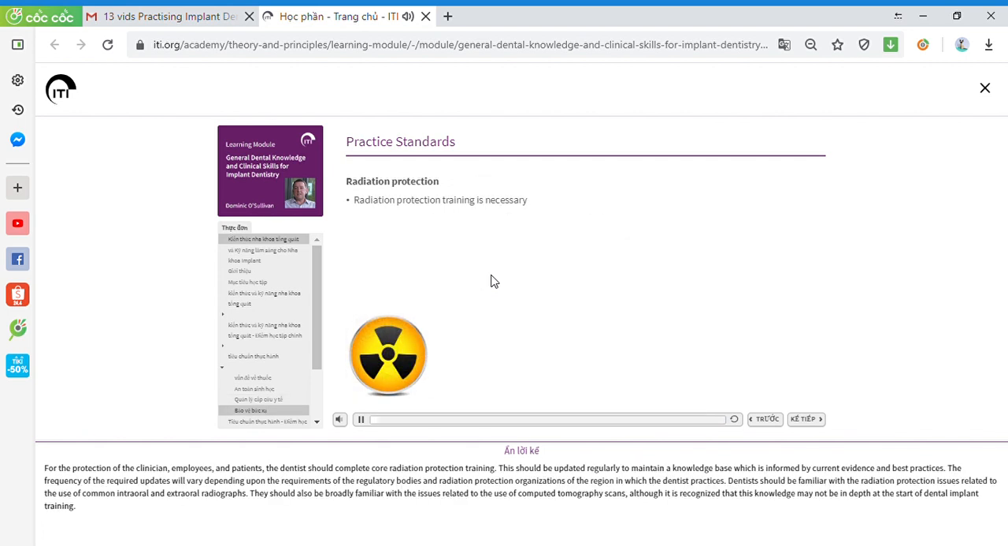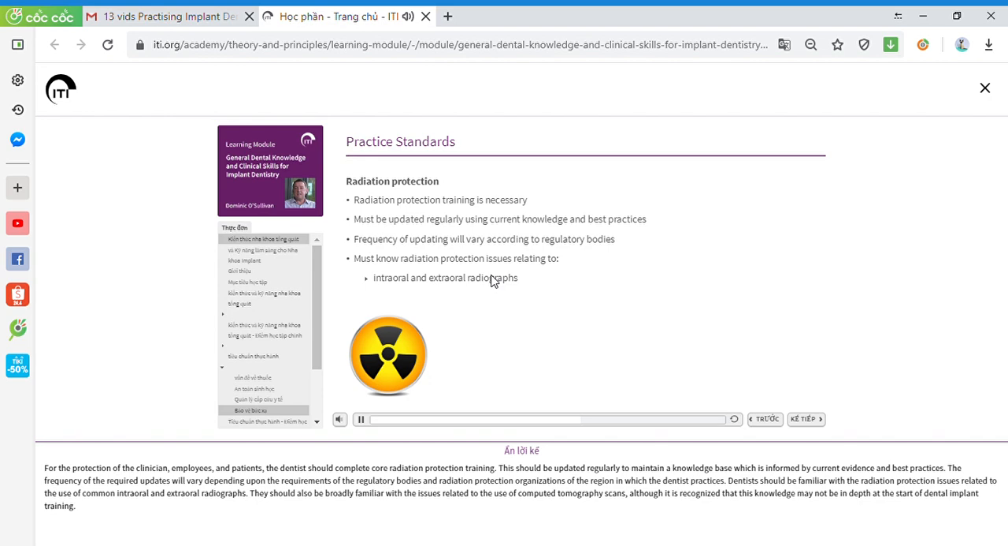For the protection of the clinician, employees, and patients, the dentist should complete core radiation protection training. This should be updated regularly to maintain a knowledge base which is informed by current evidence and best practices. The frequency of the required updates will vary depending upon the requirements of the regulatory bodies and radiation protection organizations of the region in which the dentist practices.